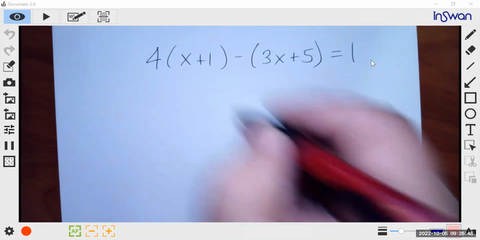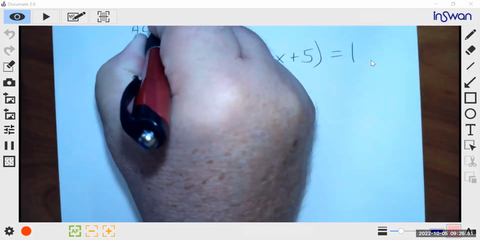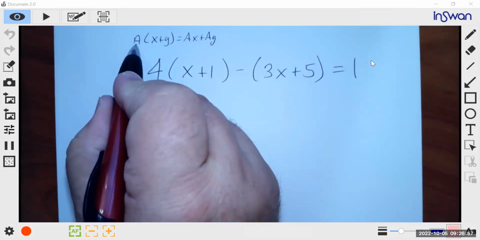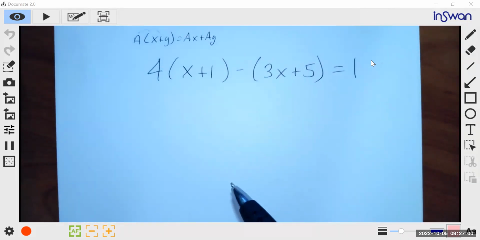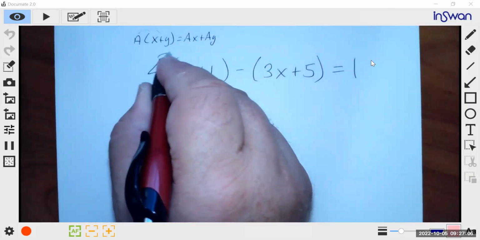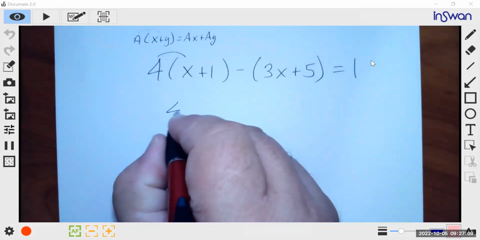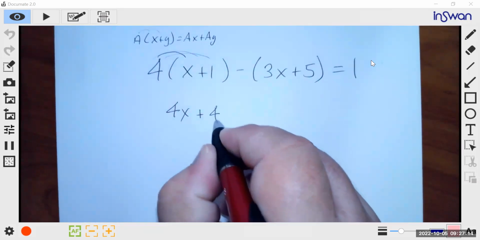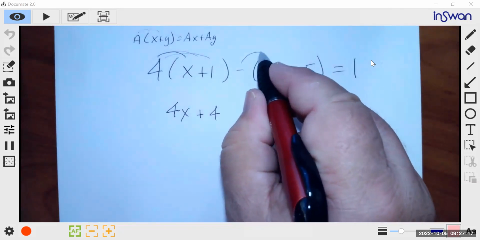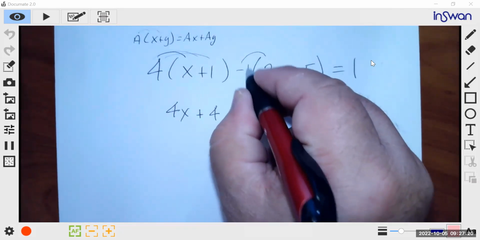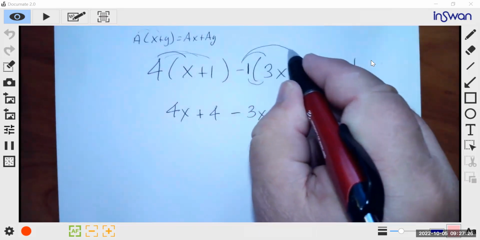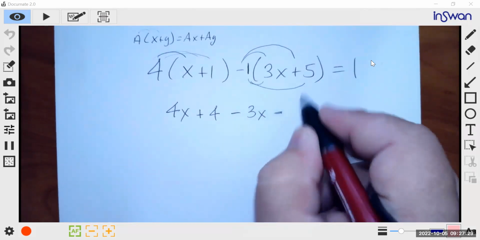Distributivity. Remember, distributivity was this one. If you have a number out in front, you multiply it to everybody inside there. So positive and positive, positive. 4 times x is 4x. Positive times positive, 4 times 1 is 4. Negative times positive is negative. There's a 1 here, 1 times 3 is 3x. Negative times positive is negative. 1 times 5 is 5.